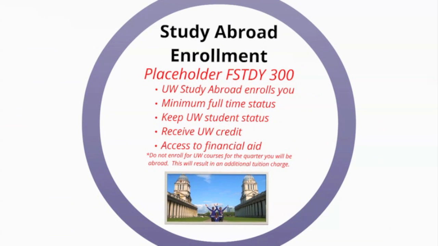Once you've completed those steps, the UW Study Abroad office will enroll you in a placeholder course called FSTDY 300. You'll be enrolled for the minimum number of credits to make you a full-time student for that term. This will allow you to keep your UW student status, receive UW resident credit, and access your financial aid. Don't forget, if you enroll in courses at the UW not a part of your study abroad program, you'll be charged tuition for those courses. We'll talk about the process for removing the placeholder course, replacing it with the courses you took while you were abroad, in the When You Return section.